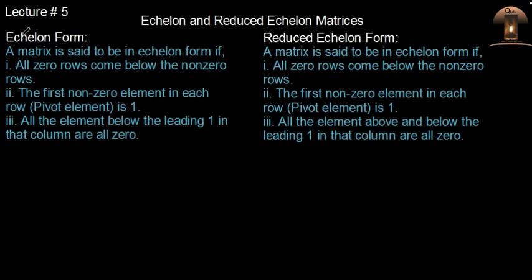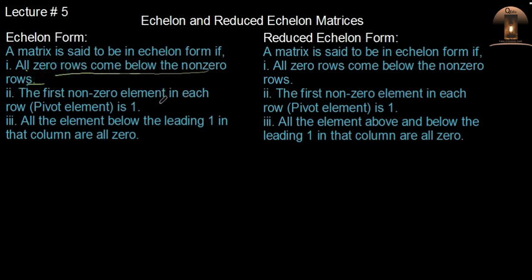A matrix is said to be in echelon form if all the zero rows come below the non-zero rows. This means that if a matrix contains zero rows, then all of these zero rows will be below the non-zero rows. That is the first condition.